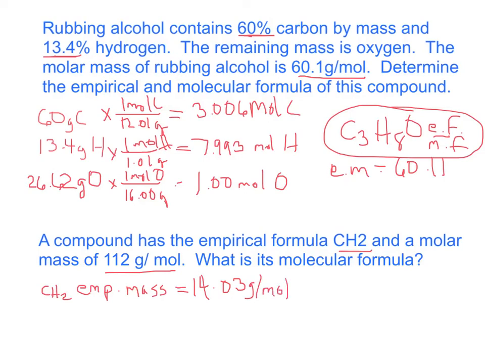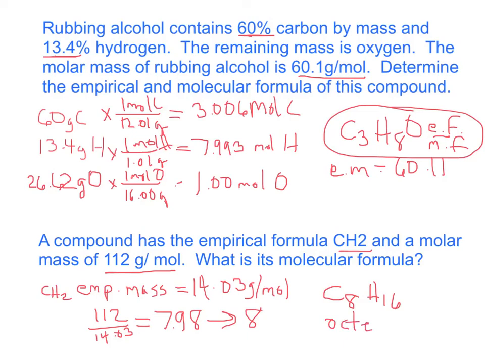So we're going to take 112 and divide it by 14.03 to see if we get a whole number multiplier. And you do that, and you find you get 7.98, which is doggone near 8. So I would say the multiplier is 8. So you get C8H16, which is octene. And if you add those together, I do believe it comes out to be 112. So that would be a good check. Does C8H16 add up to 112? And I think you'll find that it does. We're all good to go there.